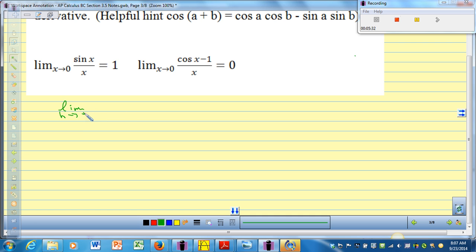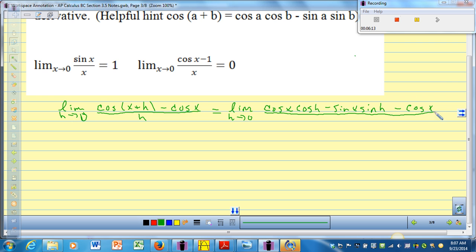We have the limit as h approaches 0 of cosine of x plus h minus cosine x, all over h. We use our sum and difference formulas. And so we get cosine x cosine h minus sine x sine h minus cosine x, all over h.